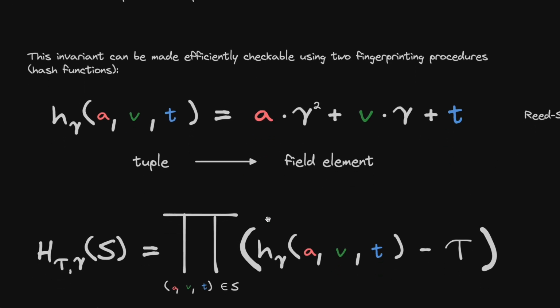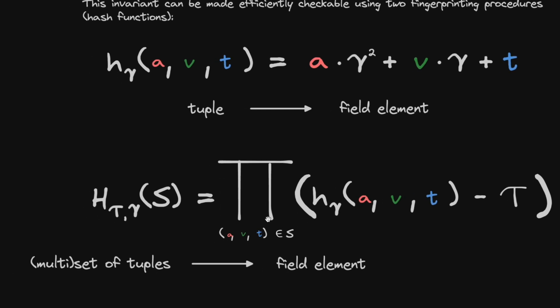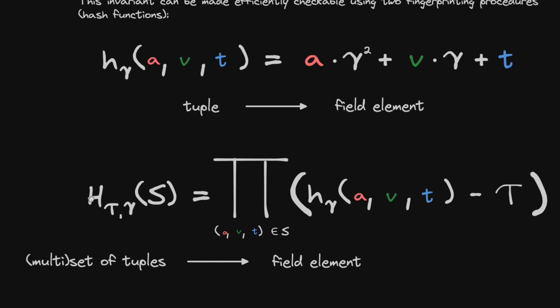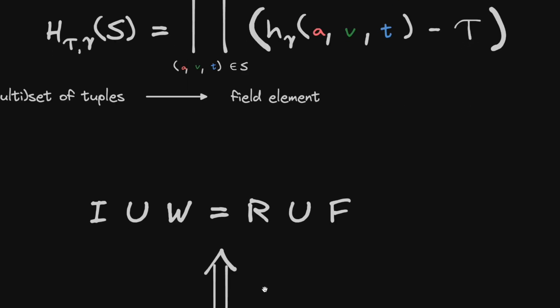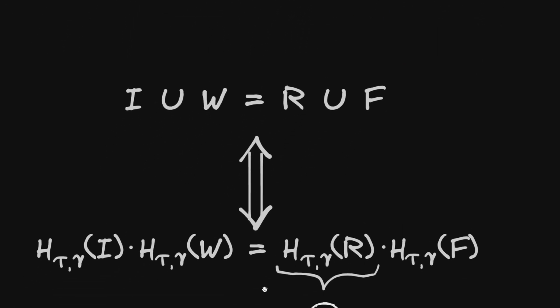But what we really want is to go from the entire multiset of tuples to a single field element. So that's this capital H hash function. So for each tuple in the set, we're going to apply the Reed-Solomon fingerprint function to it, and then subtract tau, and then multiply everything together. So as you can see, that gives a single field element for the multiset. So now this invariant holds if and only if, up to some security parameter, this equation holds. So the multiset hash of I times the hash of W equals the hash of R times the hash of F.